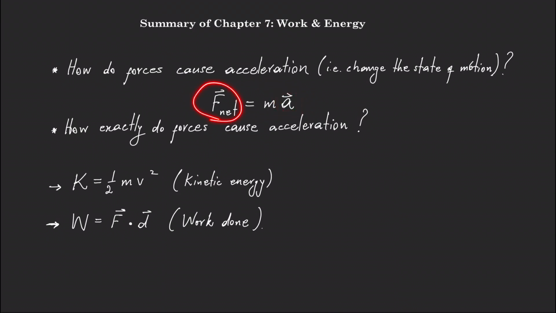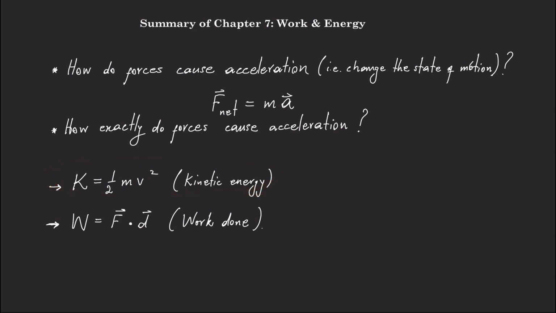The larger the force, the larger the acceleration. If the force is small, then the acceleration will also be small. But then how exactly do forces cause acceleration? We define two important quantities. The first one is kinetic energy. And kinetic energy is given by half m, that's the mass, v squared, and v is the speed. That is the first quantity we define.